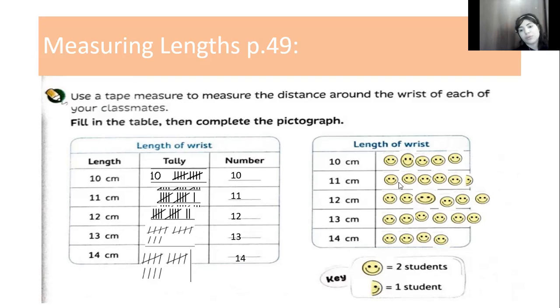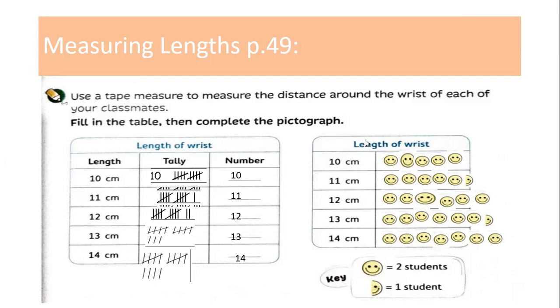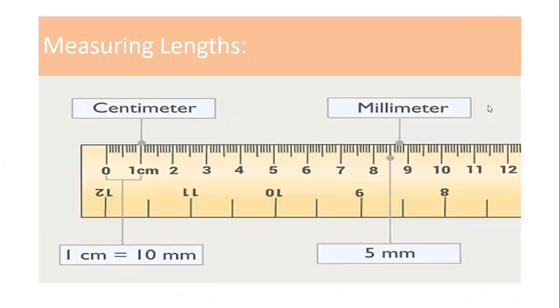Let's put it here and count it together as you see. 1, 2, 3, 4, 5, 6, 7, 8, 9, 10. Then 11, then 12, then 13, then 14. Okay, so we have now finished this page.